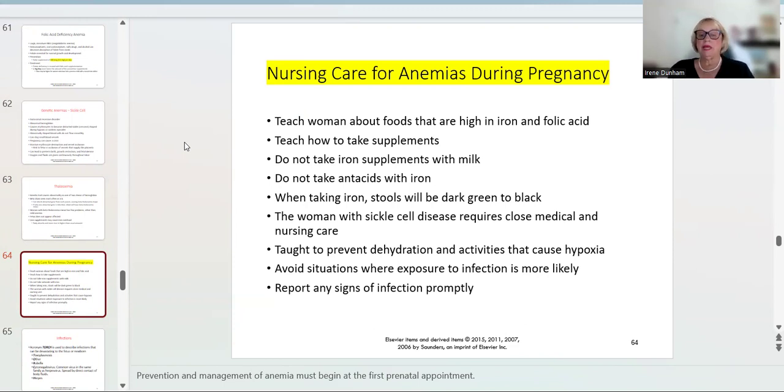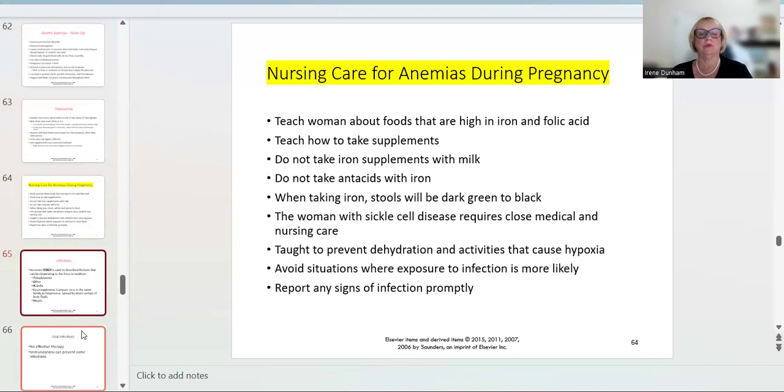Teach them to prevent dehydration. And for activities, I call it hypoxia. You know, if you get out of breath, sit down, please. Especially someone who's anemic, because then they could go out on you. And somebody who's anemic needs to report any kind of infection to you very quickly.